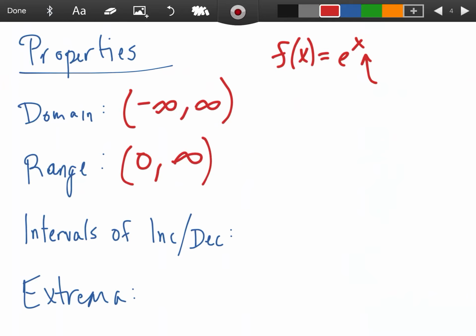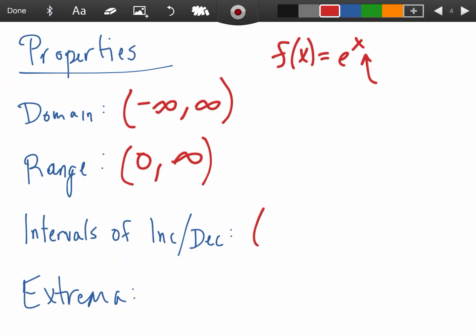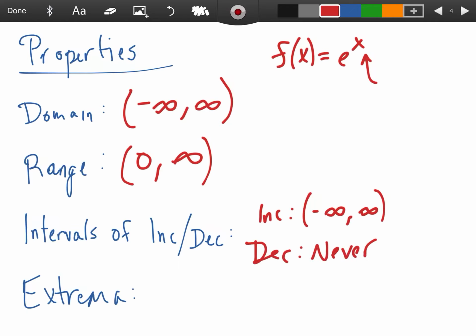All right, my intervals of increasing and decreasing. So as I go left to right, in this situation, well, I can see as I go left to right, it's increasing the whole way. It's going up along its entire domain. So it's going to be increasing along the interval negative infinity to infinity. And when is it decreasing? Never, right? As we're going left to right, it is always going up. And because it's increasing the whole way, we're not going to have any extrema.